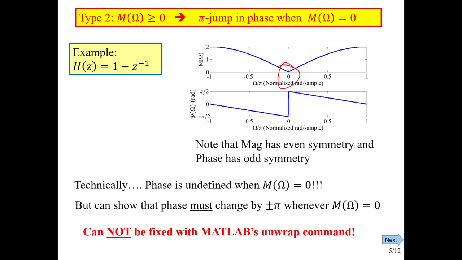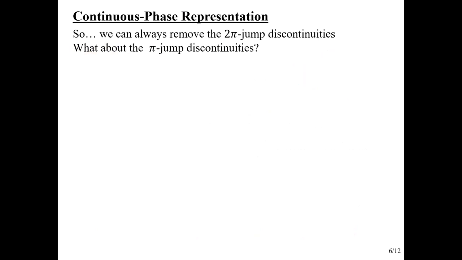And sometimes we don't actually explicitly do this in our plots. We might just need to think about it. But sometimes we do want to explicitly show it, and we'll have to work a little bit harder. And so this leads us to something called the continuous phase representation. This idea is necessary to handle these pi jump discontinuities.